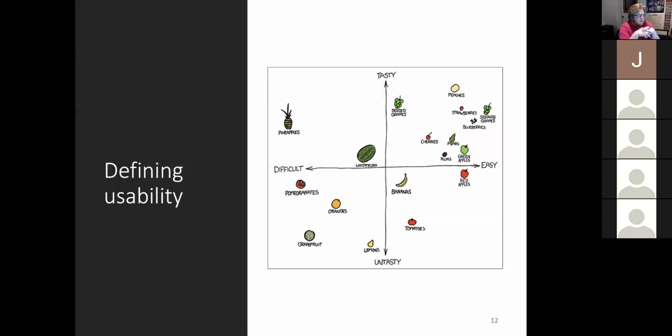And we can do the same thing with security and usability. So things that are usable are often things that aren't secure. And the goal is to get as close to the two being balanced as possible, depending on your risk assessment.